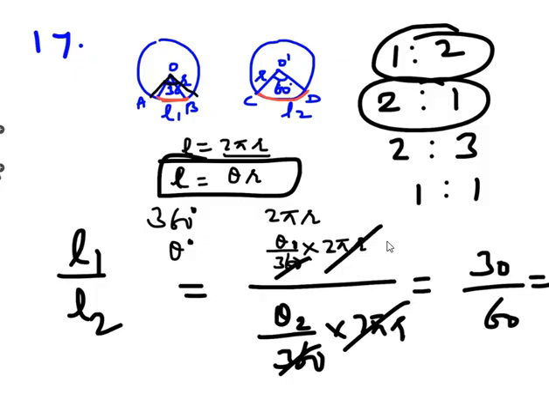What wordings have they given here, sir? Yeah, I'll just read it again. The ratio of length of the arcs formed by two chords, which make angles 30 degrees and 60 degrees.